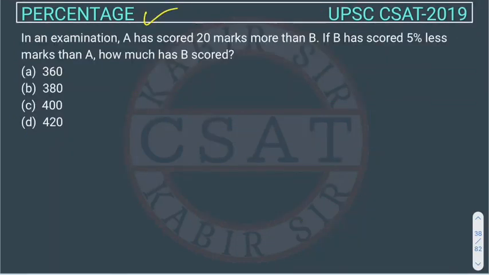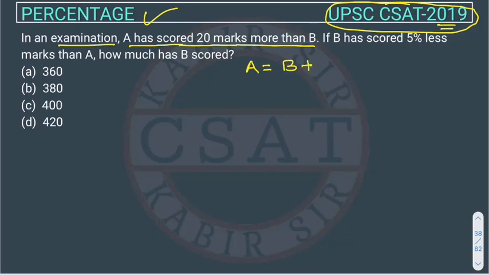So this is the percentage question asked in UPSC CSAT examination 2019. In an examination, A has scored 20 marks more than B. So how much is the marks of A? A's marks is 20 marks more than B's marks, right? So A is equal to B plus 20.